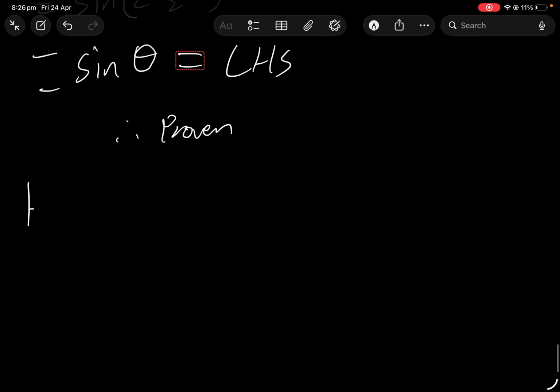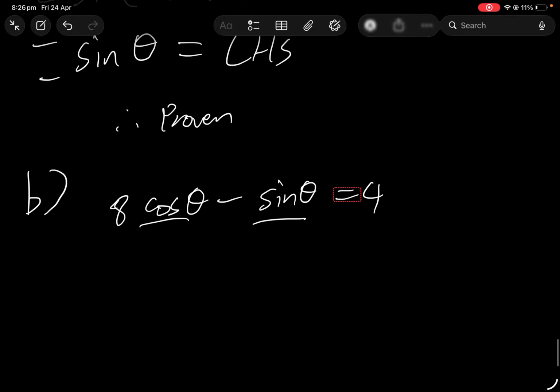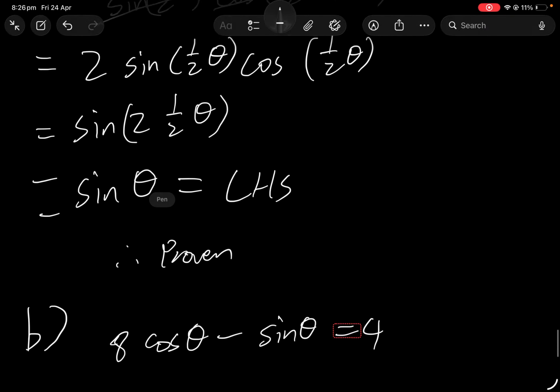And there's part B to this question, and that asks us to use the result of part A to find the value of tan a half theta given 8 cos theta take sine theta equals 4. Let's do that. So let's write the equation first: 8 cos theta take sine theta equals 4. So they definitely want us to sub in this sine theta and cos theta, as we do want a tan in the end. So let's do that.